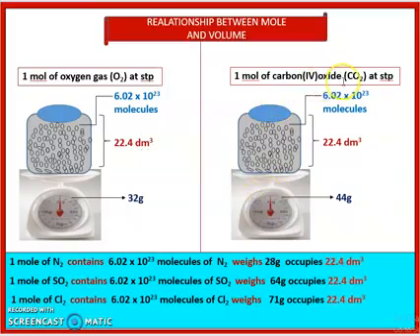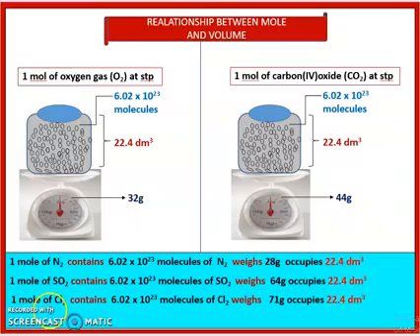1 mole of carbon dioxide, the mass of 1 mole of carbon dioxide is 44 grams. And in that 1 mole, it contains 6.02 times 10 to the power 23 molecules of carbon dioxide. And the space it occupies is 22.4 dm3. So don't get them confused. 1 mole of sulfur oxide contains the same amount of molecules and weighs the molar mass, which is 64 grams. But the volume it occupies at STP is 22.4 dm3.